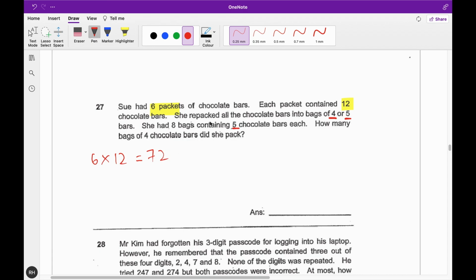She repacked all the chocolate bars into bags of 4 or 5. So we have 8 bags with 5 each. So 8 times 5 is equal to 40. How many bags of 4 chocolate bars did she pack? So we want to find the remaining. So 72 minus 40 equals 32. So we have 32 chocolate bars that are packed into groups of 4. So we have 32 divided by 4. We'll know the answer is 8 bags. So the answer is 8.